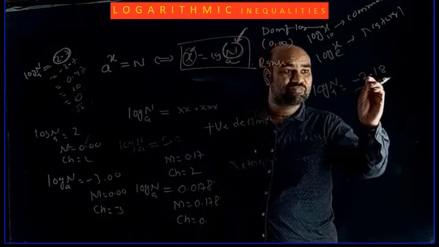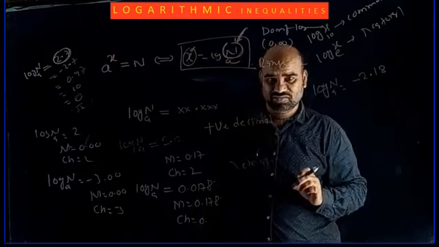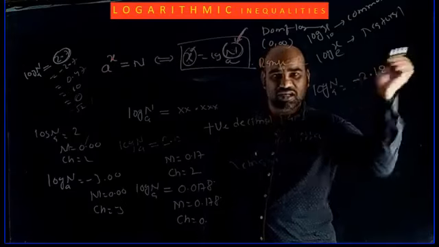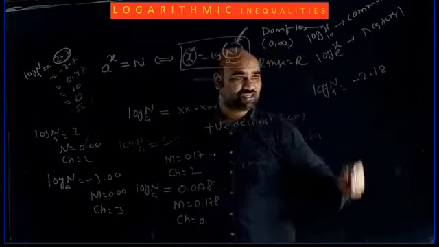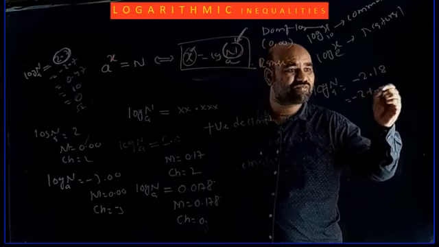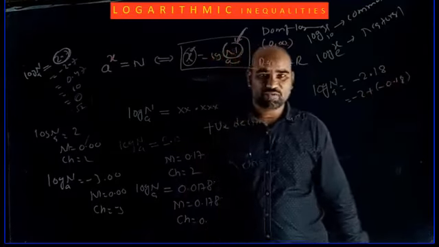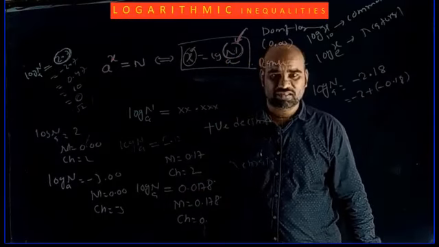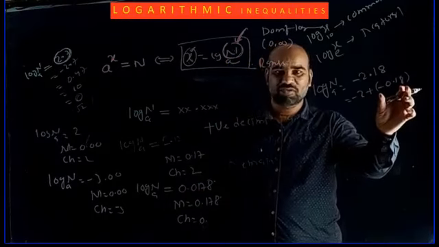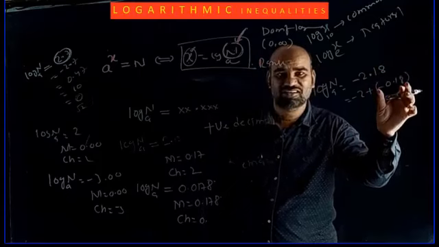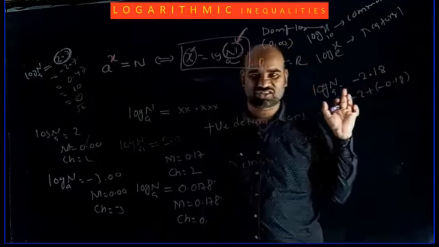Here saying the mantissa is 0.18 is a wrong answer. This minus is for the total decimal. Actually what is there is minus 2 plus minus 0.18. The mantissa definition is already explained: positive decimal part. So this is not a positive decimal part. That's why this is not called the mantissa and this is not called the characteristic.